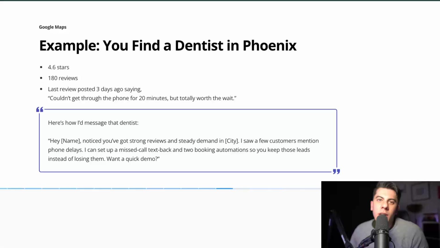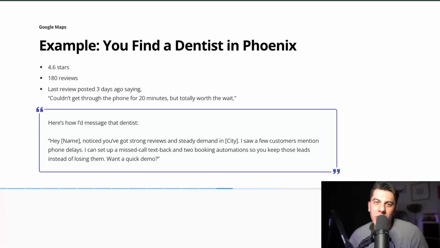Let me give you a real world example. Let's say you find a dentist in Phoenix with 4.6 stars, 180 reviews. Last review posted 3 days ago saying, "couldn't get through on the phone for 20 minutes, but totally worth the wait." Now let's decode that. 4.6 stars, solid reputation. 180 reviews, strong client base. Recent review, active business. Couldn't get through on the phone: they're literally losing leads due to call handling. That's your angle right there. You don't need to guess what to sell. The review literally told you the problem.